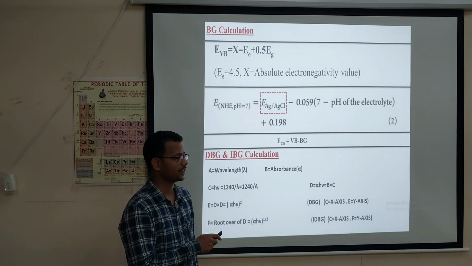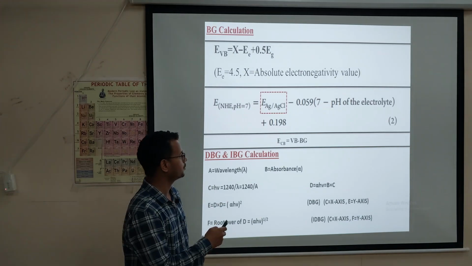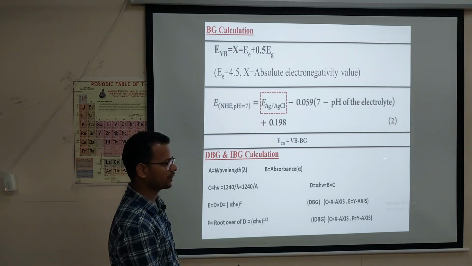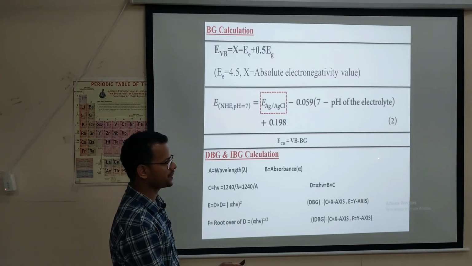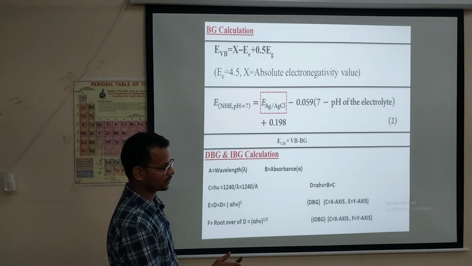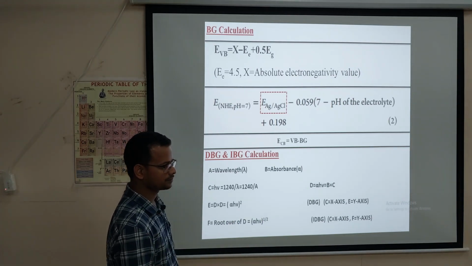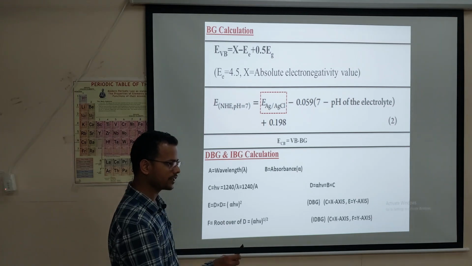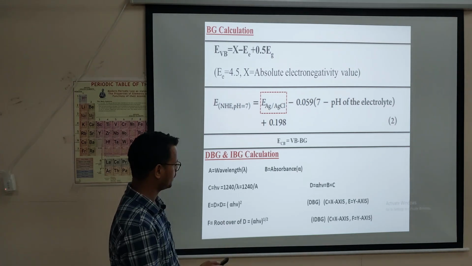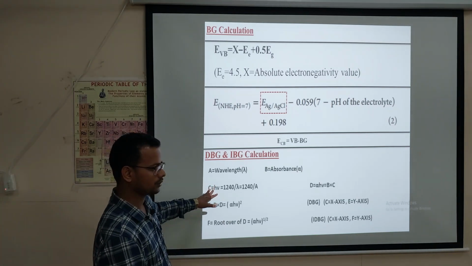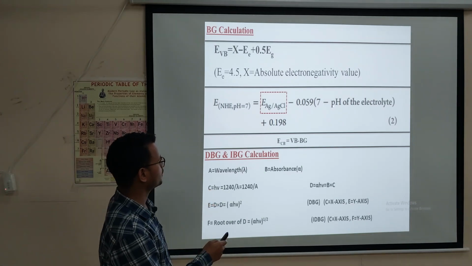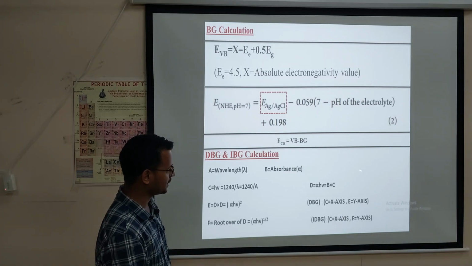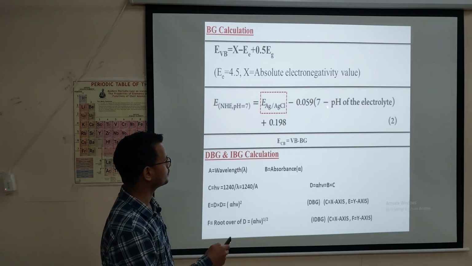From Mott-Schottky analysis, you will get different types of graph. If the graph is like this, it is N type. If the graph is like this, it is P type. If the graph is like this, it is P-N type. That is electrochemical study. From Mott-Schottky analysis, you can get whether it is P type or N type. If the graph is like this, it is N type material. If it is like this, it is P type material, P-N type material.